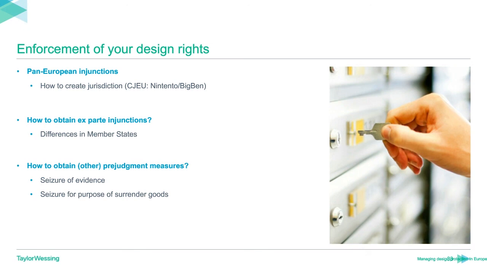And in the Nintendo Big Ben case of the European Court of Justice, it was confirmed that a community design court may grant a pan-European injunction where there are multiple defendants based across the European Union, as long as one of the defendants is domiciled in the country of the community design court, and as long as the cases against all defendants are factually and legally the same. In other words, if you have several infringers from different EU member states, you can create jurisdiction in the EU member state of your preference.